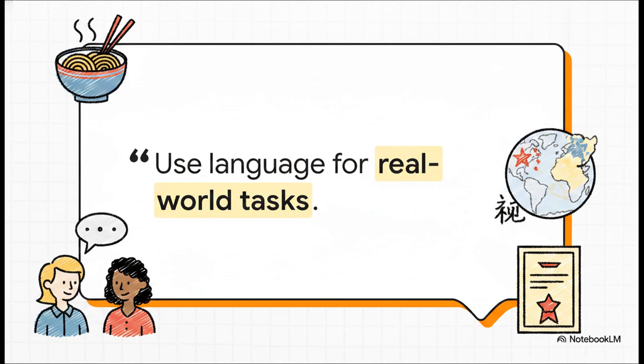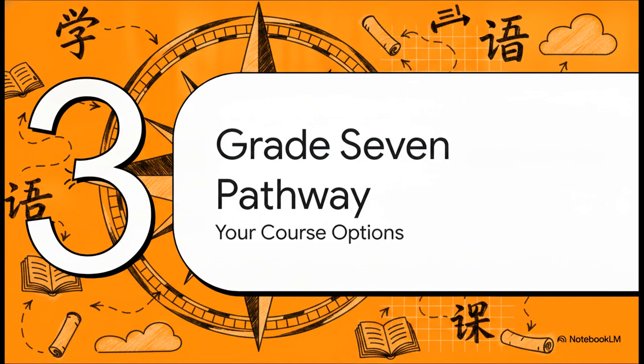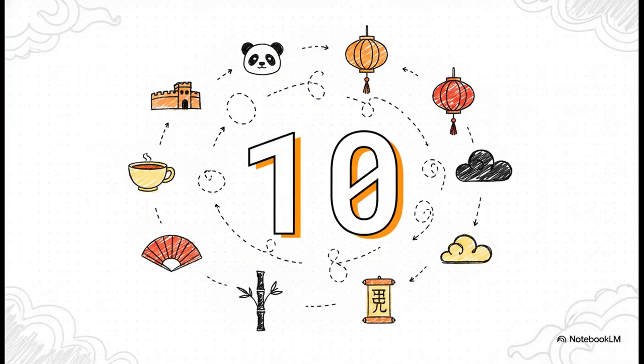designed to promote. All right, Section 3, the grade 7 pathway and what your actual course options look like. There are exactly 10 different courses listed as eligible for grades 7 through 12 students in the foreign language directory for this pathway. Having 10 options means you have incredible flexibility.